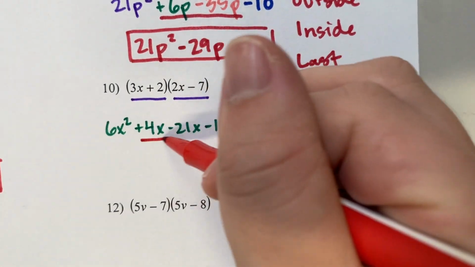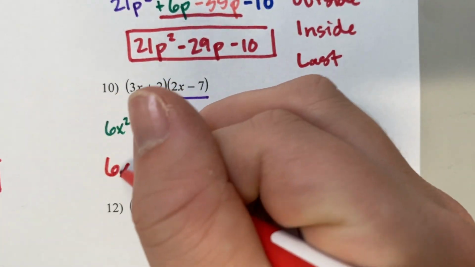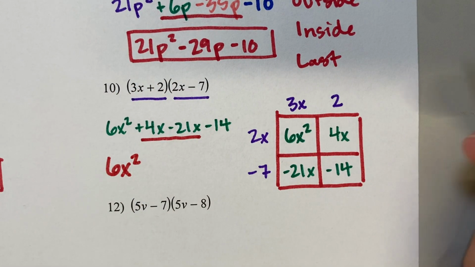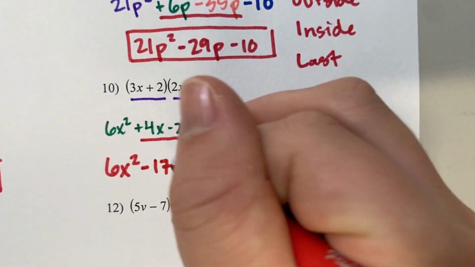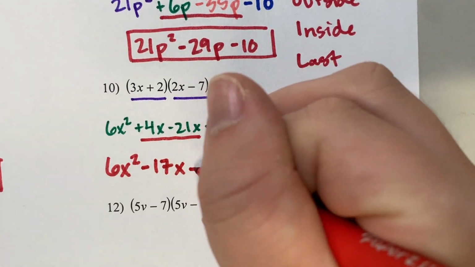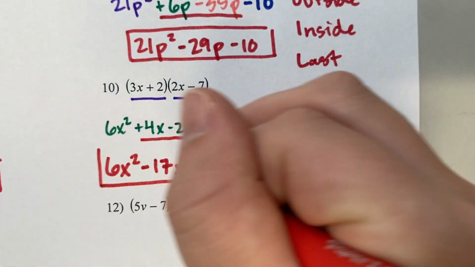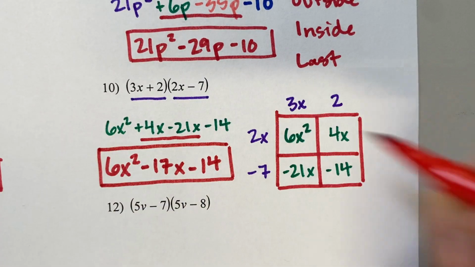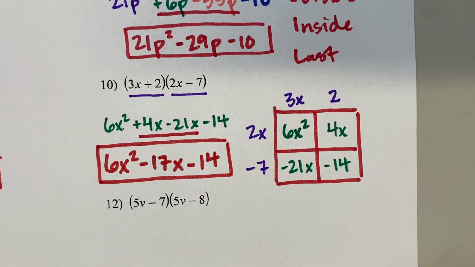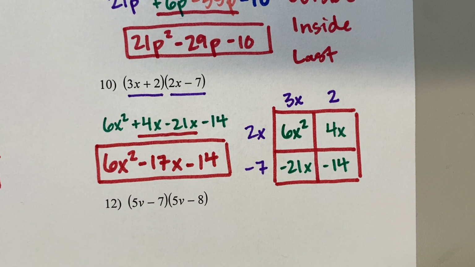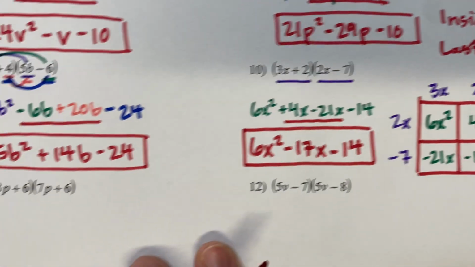Combine my like terms. 6x squared stays 6x squared. 4 minus 21 is going to give me negative 17x, and minus 14 on the end. Alrighty. Okay, let's try that a couple more times.